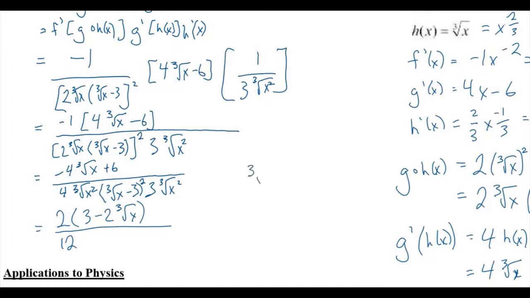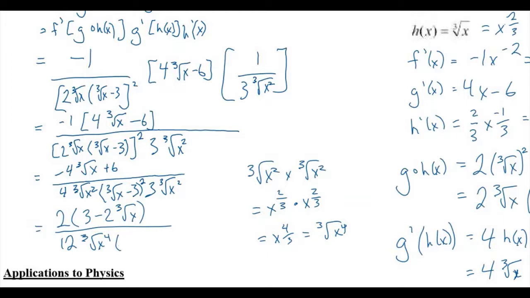So we have cube root of x squared times cube root of x squared, which is just the same thing as saying x to the 2/3 times x to the 2/3, or x to the 4/3, which is the same as saying cube root of x to the 4. So the cube root of x squared from the second term on the bottom and the last term become cube root of x to the 4. And then we just have that exponent 2 expression, cube root of x minus 3 squared.